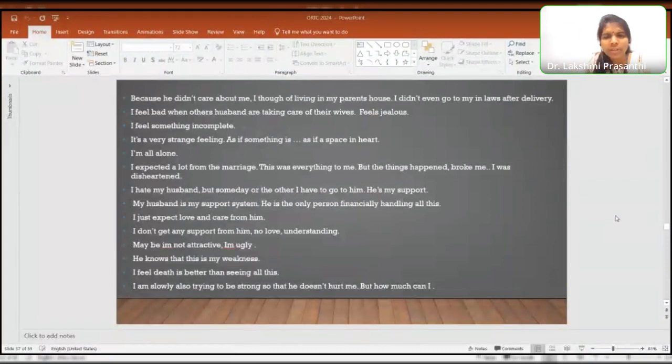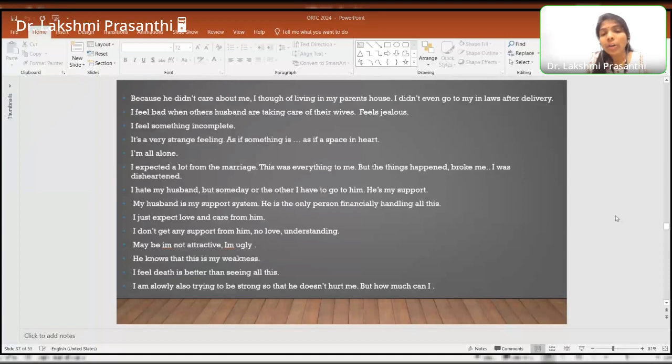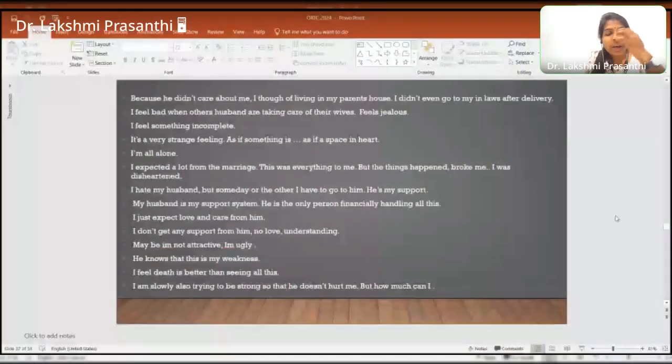She was talking a lot of things, n number of things, multiple things, when taking the case. She said, I'm always alone. I expected a lot from this marriage. It was everything to me, but it just broke me. I was disheartened. I hate my husband. I just don't like that human, but I have to go to him because he's my support. My husband is my support system. I just expected love and care from him. I don't get any support, no love, no understanding.